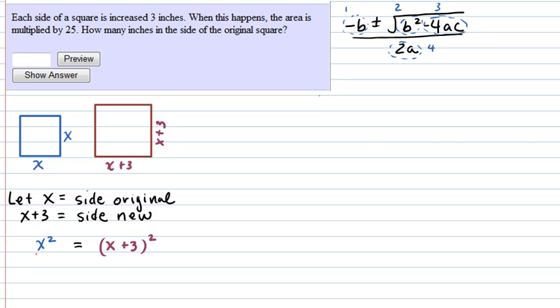So my original square has an area of x times x. And my new square would have an area of the quantity x plus 3 times x plus 3. But these two areas are not equal. To make them equal, I have to multiply the smaller square by 25 to set up my equation. Because the new square is 25 times larger, if I multiply the smaller square by 25, then I get my equation.